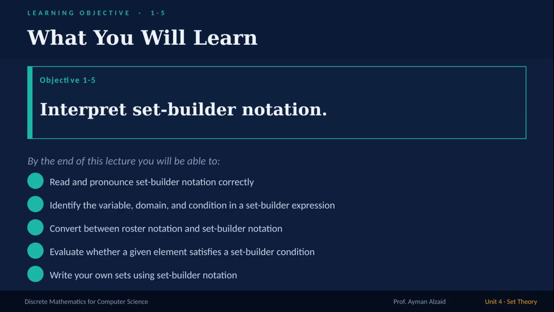By the end of this lecture, you should be able to read and pronounce set builder notation correctly. Identify the three components: the variable, the domain, and the condition. Convert between roster notation and set builder notation in both directions. Evaluate whether a specific element satisfies a set builder condition. Write your own sets using set builder notation. These skills directly support Objective 1 through 5 and will appear on the Module 1 homework and the Module 1 quiz.